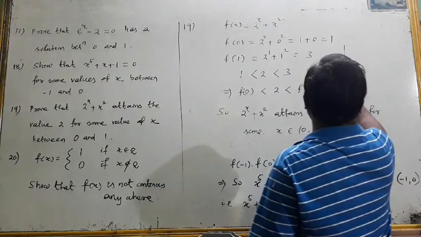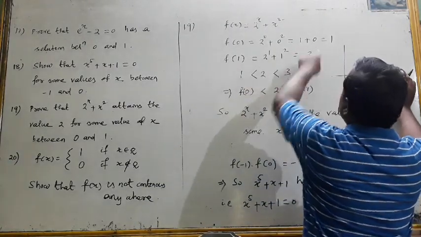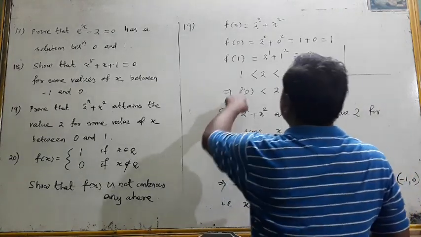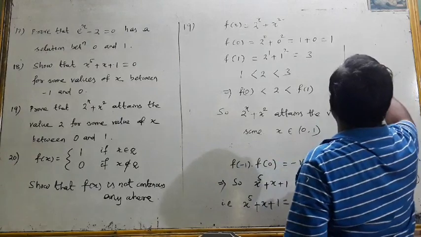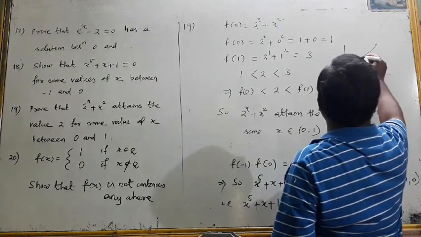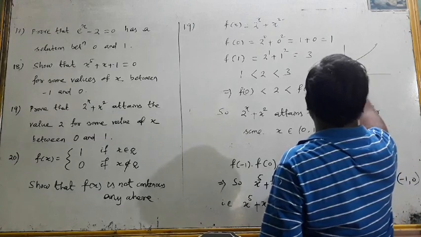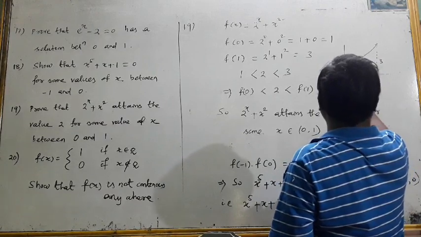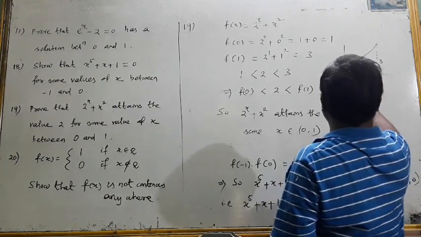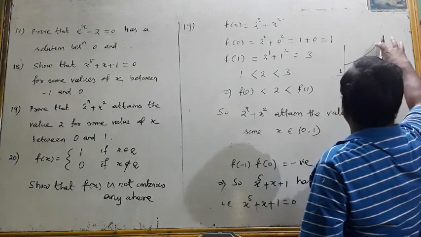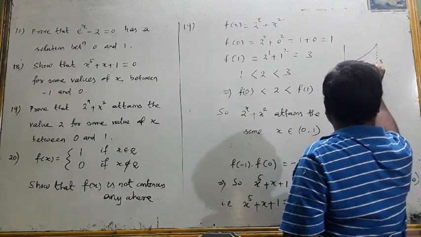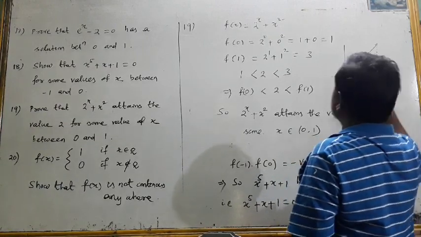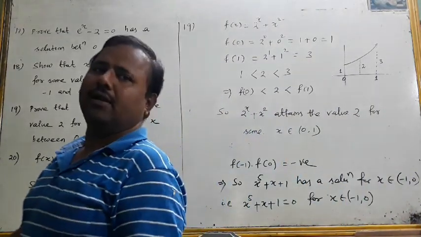Suppose the graph is like this. At f(0) you get the value 1, and at f(1) you get 3. Suppose this height is 1 and this height is 3. Then in this interval, suppose this is 0 and this point is 1. At 0 you get height 1, at 1 you get the height 3. Now in the interval 0 to 1 you must get a height of 2 somewhere between 0 and 1. This is the concept of this problem number 19.